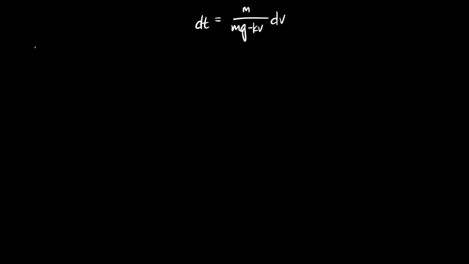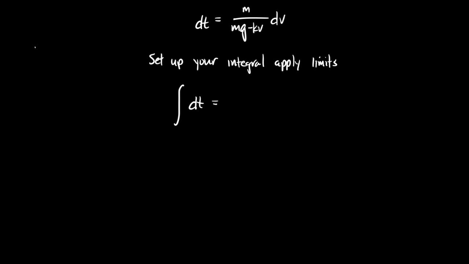Now, there's one more step, which is to set up your integral and apply limits. All this really means is to draw in your script fancy S to indicate you're doing a summation. But to get the point, they want to know that you understand the boundary conditions for the problem.